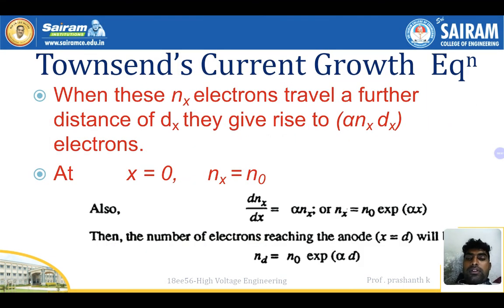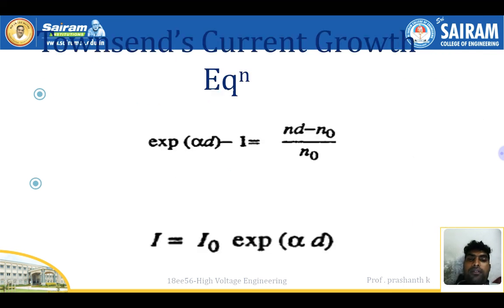Townsend current growth equation, continued: when the nx electrons travel a further distance dx, dnx equals alpha nx dx. When x equals 0, nx equals n0. Integrating, nx is equal to n0 exponential of alpha x. The number of electrons reaching the anode at x equals d is nd, which is equal to n0 exponential of alpha d. So finally, exponential of alpha d minus 1 is equal to nd minus n0 by n0. So I is equal to n0 into exponential of alpha d.